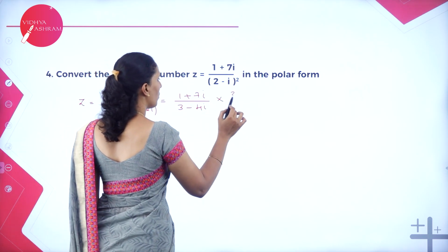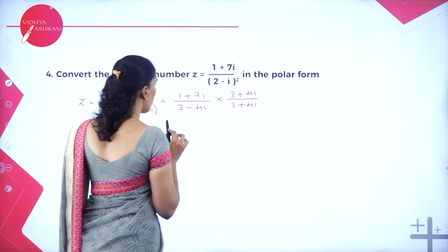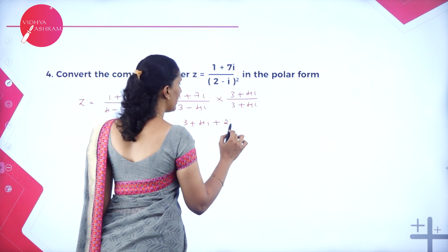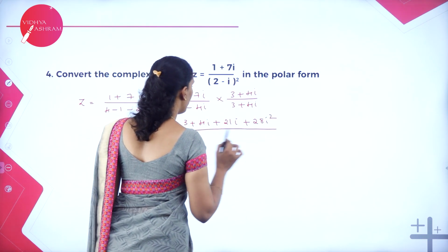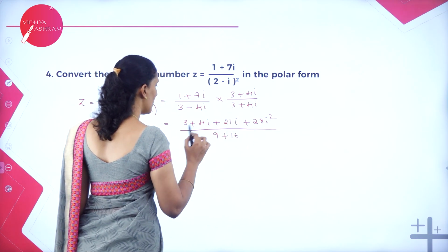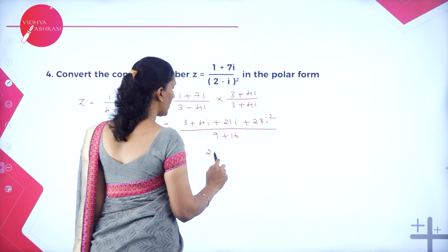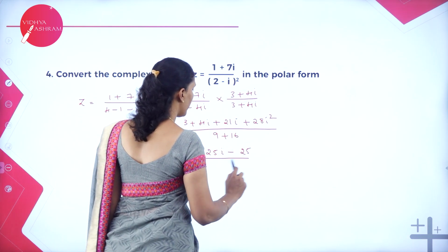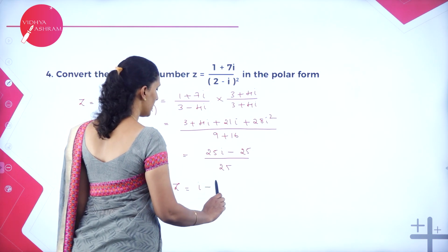So multiply with the conjugate, (3 + 4i)/(3 + 4i). On multiplying we get 3 + 4i + 21i + 28i², whole divided by 3² which is 9, plus 4² which is 16. On solving this, we get the value as (25i − 25)/25. So we get z = i − 1.